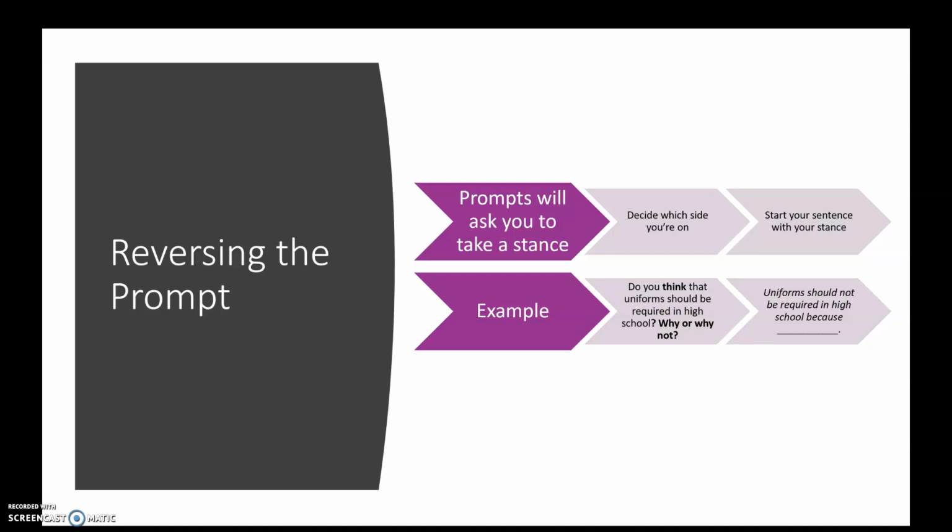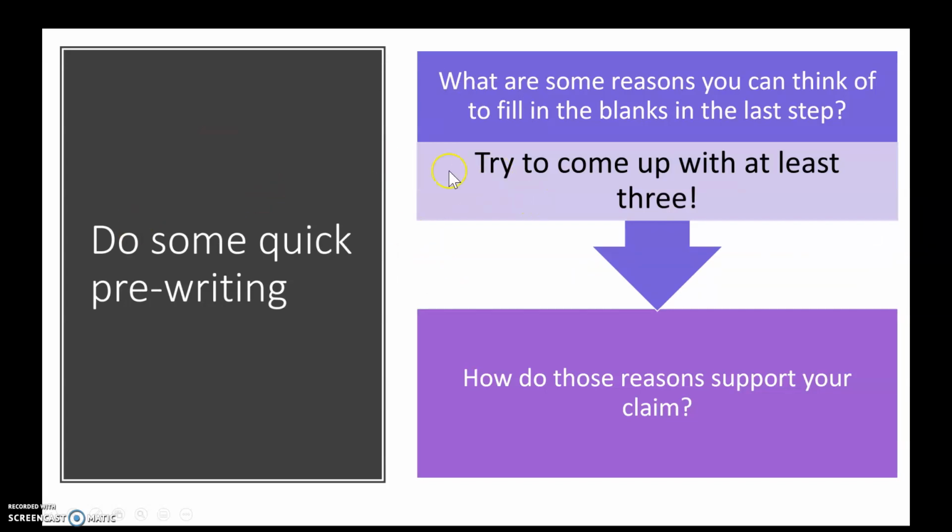So how do we take that question and turn it into the beginning of a topic sentence? Well, do you think that uniforms should be required in high school? Why or why not? Uniforms should not be required in high school because blank. I've just rephrased the prompt and said what side of it I'm on. I don't think that uniforms should be required, or at least me using this example doesn't think that uniforms should be required. So then do some quick pre-writing.